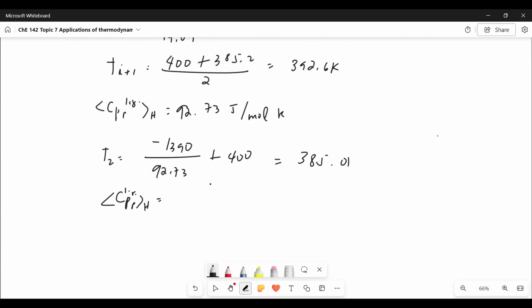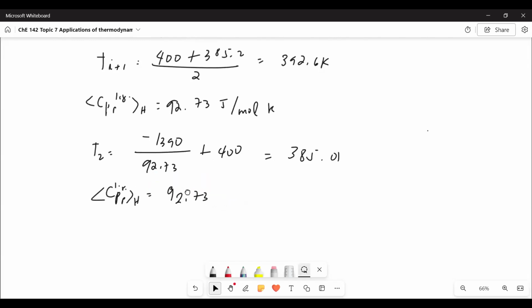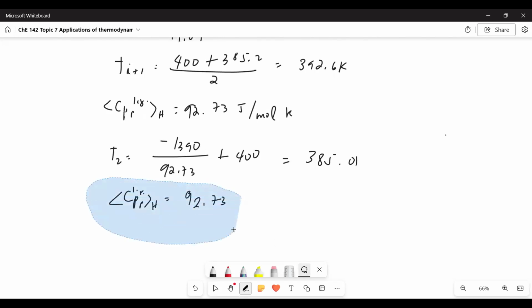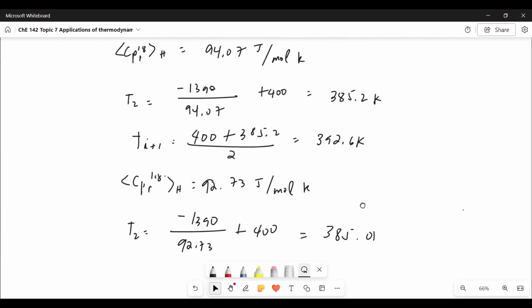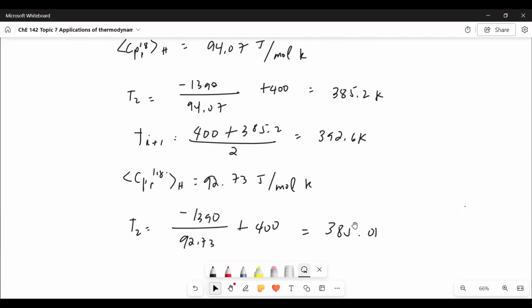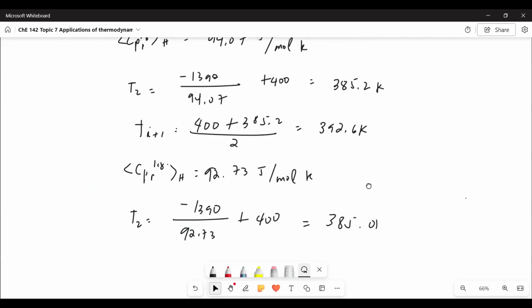Actually, in the book, it stopped here. And the final CP is 92.73. This is the final temperature. It assumed 385, and then the CP is that one.